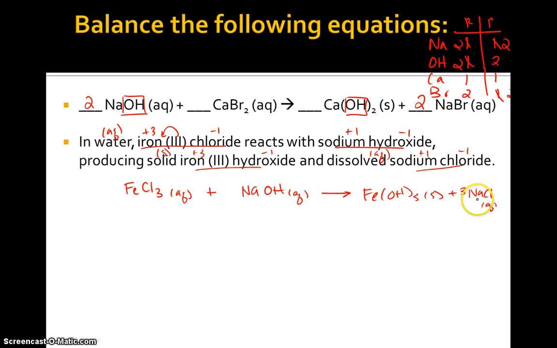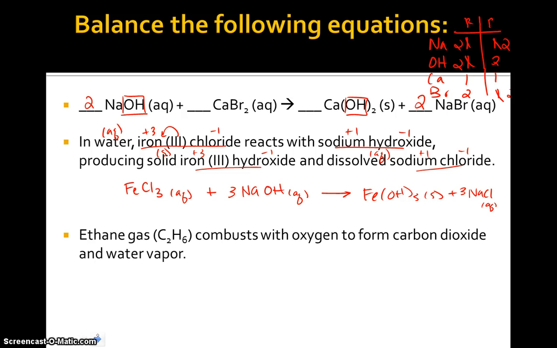That means I have 3 NAs. I only have 1 NA over here. So I put a 3 in front of that compound. I have 3 OHs now, and look, I've got 3 OHs, so I'm balanced. So you don't have to use an atom inventory if you can do it quickly in your head. While you are starting to learn to balance, I do recommend an atom inventory in the beginning, but as you get better at balancing, you can go ahead and get rid of that.